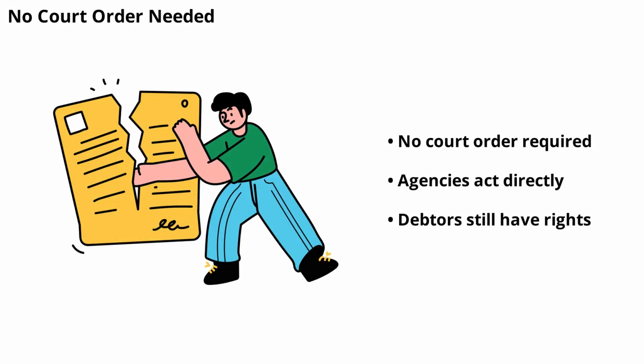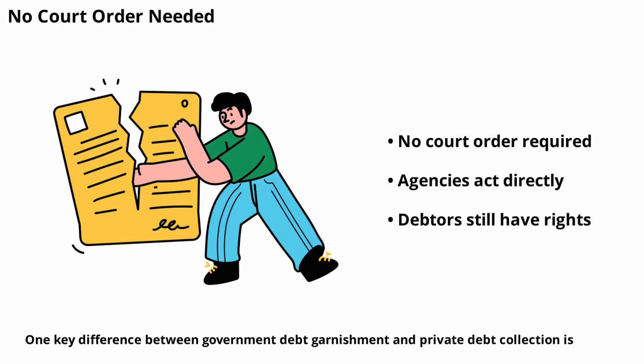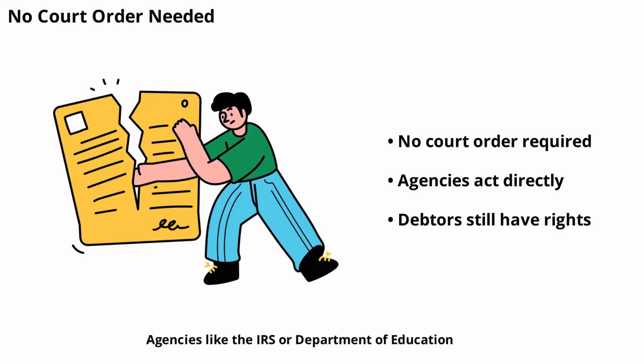One key difference between government debt garnishment and private debt collection is that the government often doesn't need a court order to start garnishment. Agencies like the IRS or Department of Education have special legal authority to collect debts directly. This means the process can move quickly, and you may have less time to respond. However, you are still entitled to receive notice and have certain rights to dispute the debt or request a hearing.